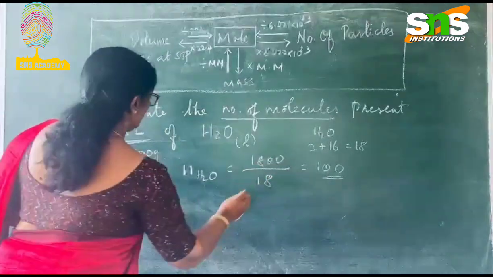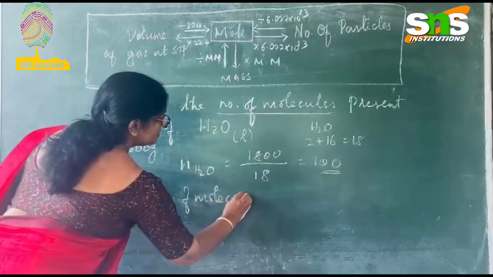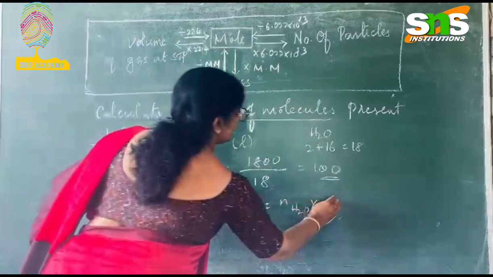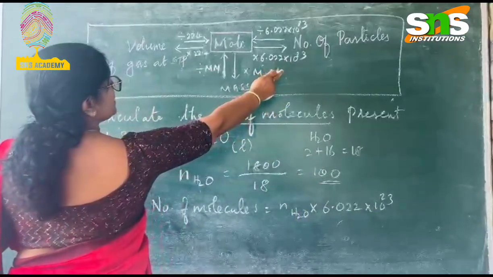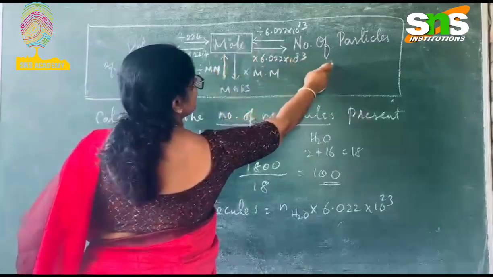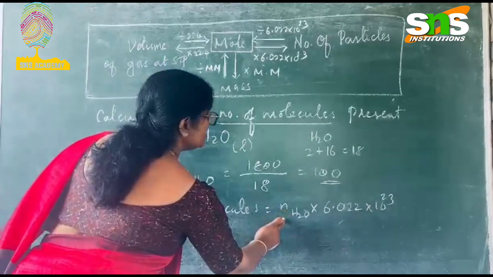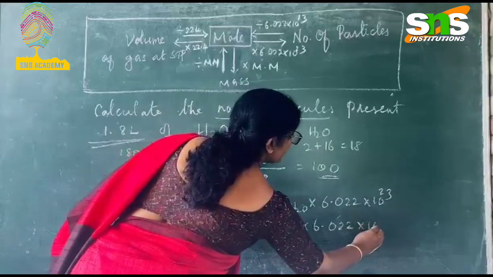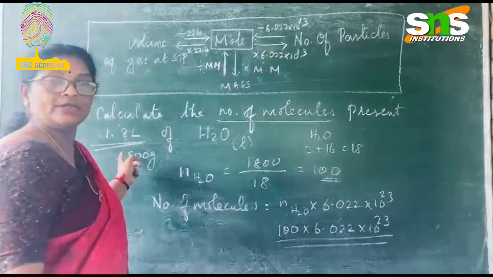Okay. Now the number of molecules. To calculate the number of molecules, what's the formula? Number of molecules equal to number of moles of water multiplied with Avogadro number, which is 6.022 into 10 power 23. You will be able to find the relationship here. You've calculated the number of moles by using the mass. Now you can convert the moles into number of molecules by multiplying with Avogadro number. So nH2O here is equal to 100. So 100 into 6.022 into 10 power 23. These many molecules of water you will be able to find in 1.8 liter of water.